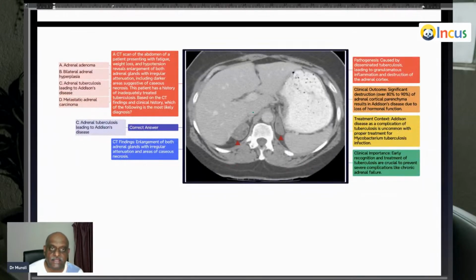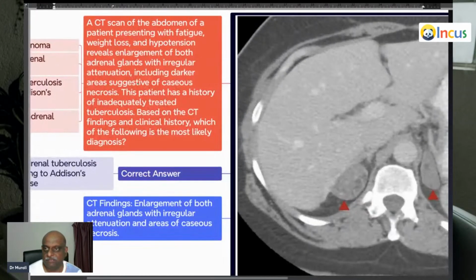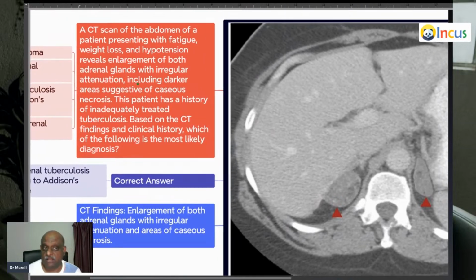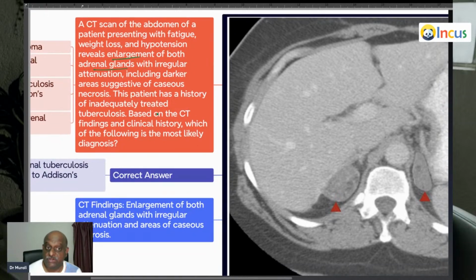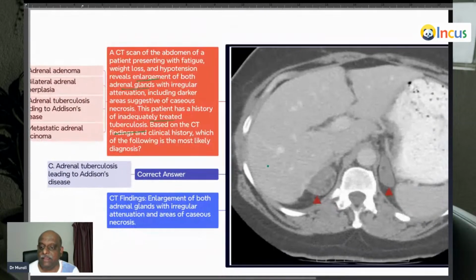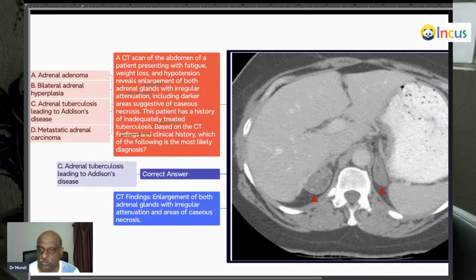Now, a CT scan of the abdomen of a patient who has fatigue, weight loss, hypertension, enlargement of both the adrenal glands, and he has history of inadequately treated TB. So what is this most likely to be?